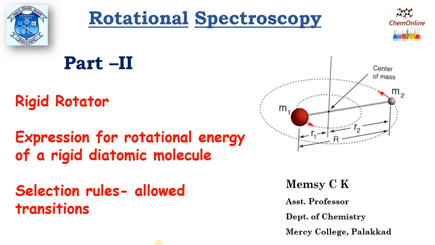Dear students, in this presentation, we will have a detailed discussion on rotational spectroscopy. We will see how to derive the moment of inertia and rotational energy of a rotating diatomic molecule using the rigid rotator model. We will also discuss the selection rules for transitions and rotational energy levels.